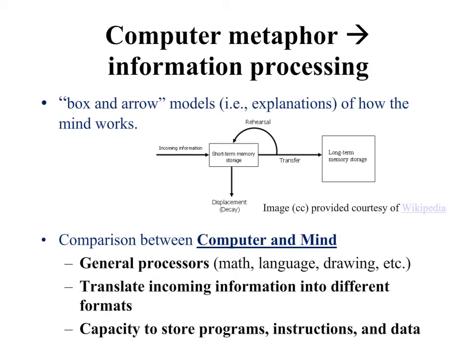There are general comparisons between the computer and the mind in these information processing theories or accounts or models. There are general processors. For example, we've got general processors related to math, language, drawing, etc. Information needs to be translated into different formats, and there's a capacity to store programs, instructions, and the data that we're working with.